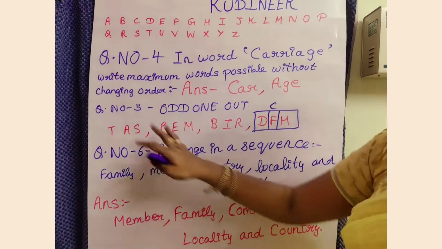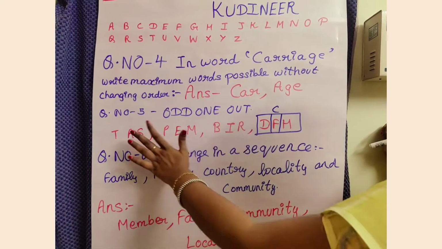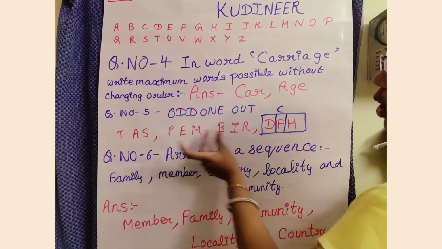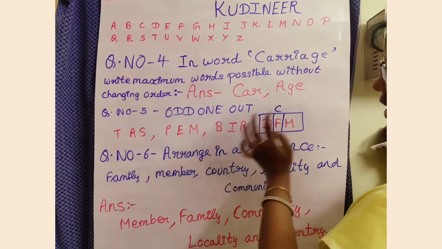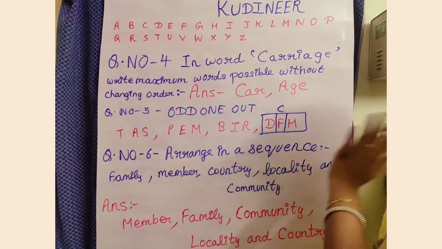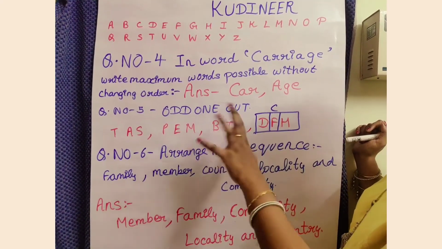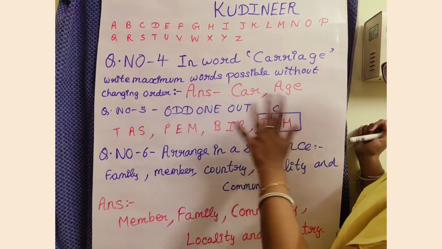As simple as that. Then odd one out. Here there are four series in which the center letter is always a vowel: A, E, I. But here the center letter is a consonant. So this term will be the odd one out. Similarly, you can also get everything as consonants and the last one as a vowel, something like that. So odd one out is as simple as that.